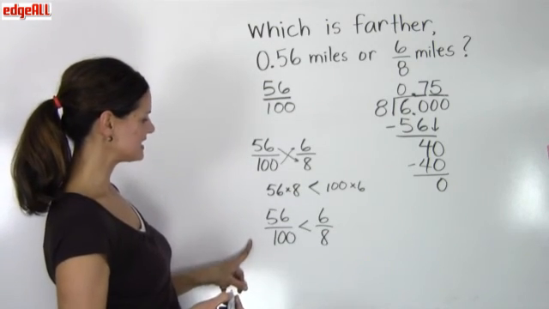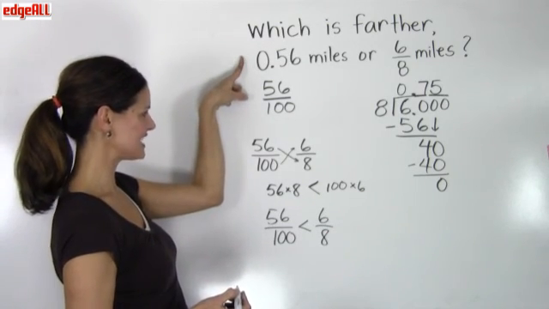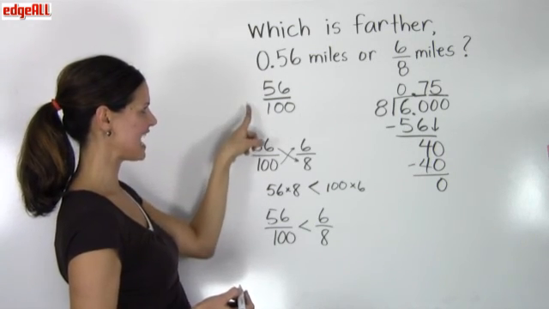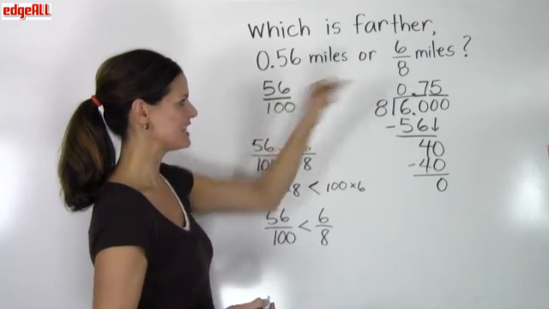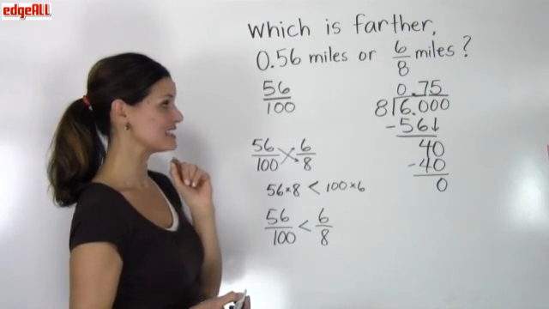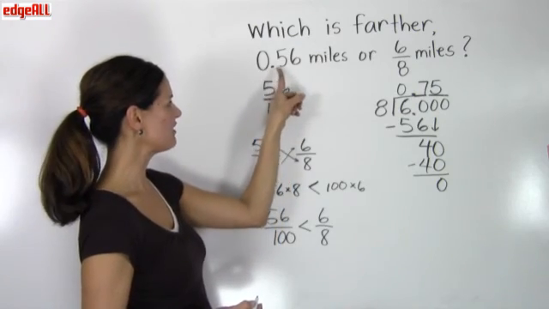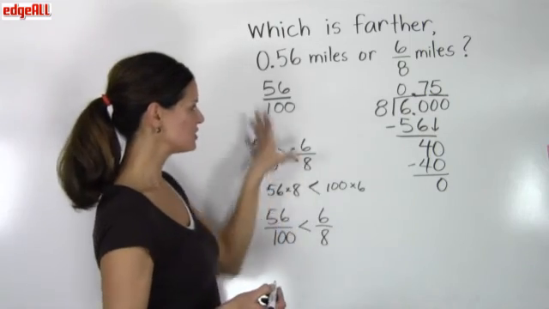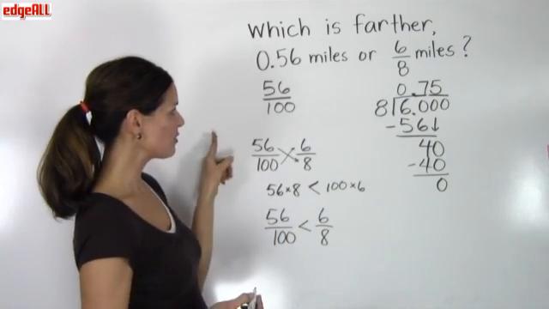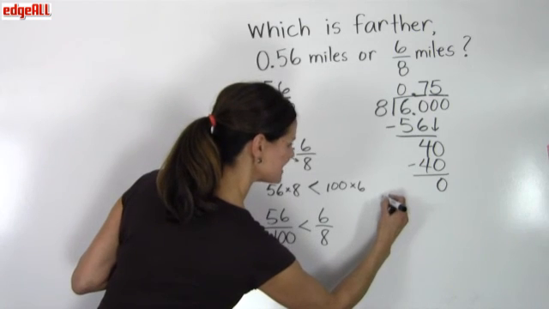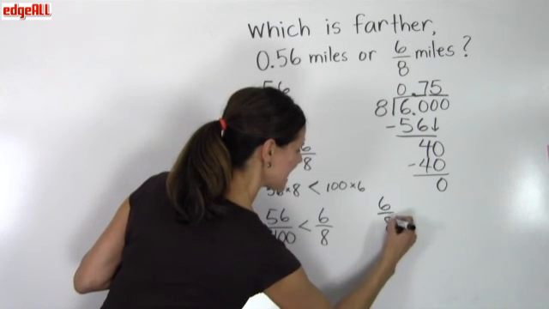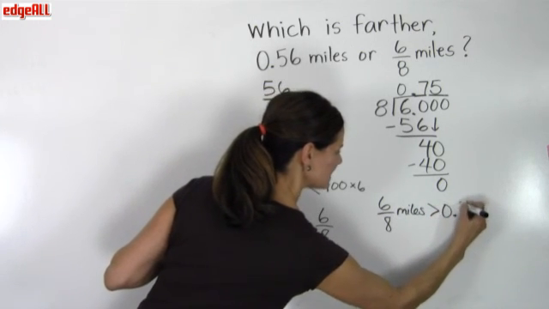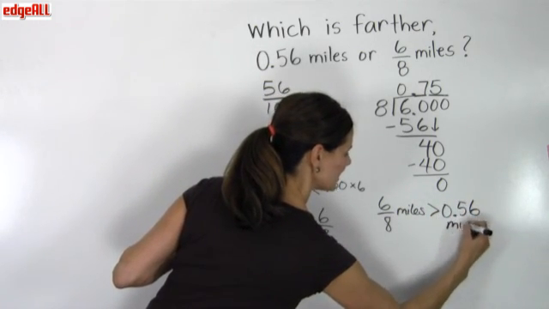And so again, I can see that my 0.56 miles, or 56 100ths, is less than 6/8. And it's the same answer I got when I looked at them as decimals and could see that 0.56 is less than 0.75. So two different methods of doing this both give me the same answer: 6/8 miles is greater than 0.56 miles.